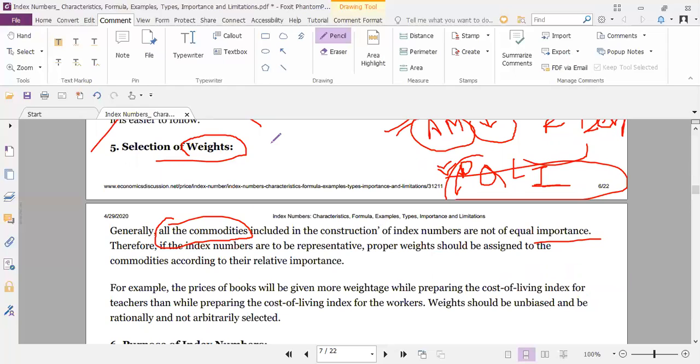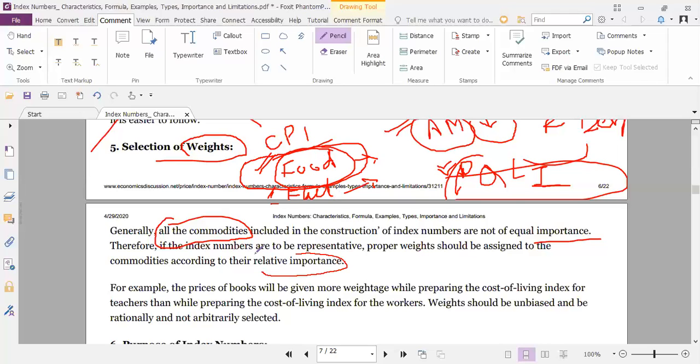For example, you may be using in CPI, Consumer Price Index, food, fuel, right? So you must remember that food is more important to us than the fuel. For common people, food is more important. So we will assign more weightage to this rather than fuel. So the weightage given to this commodity called food will be more than the weightage given to fuel. Right? Therefore, if the index numbers are to be representative, proper weights should be assigned to commodities according to their relative importance. So we assign the weightage to it according to their relative importance.